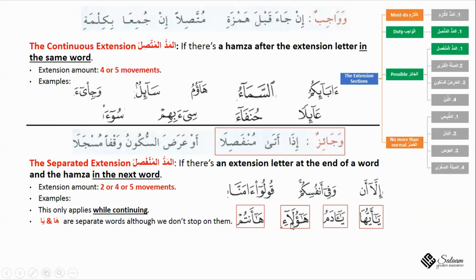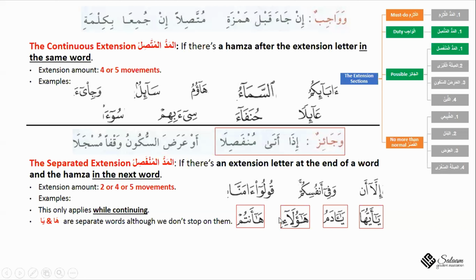Ha is a separate word. But when it comes to ula, this is actually one word. So ula, one word, does not follow this rule, the separated extension. It follows the continuous extension. So in this one you have to do four or five movements. But in the other one, you can choose to not do four or five. You can just do two, which is the normal one. So here, if you choose to do normal, it will be ha-ula. That means this one is normal in this case, but this one cannot be normal. This one has to be extended.